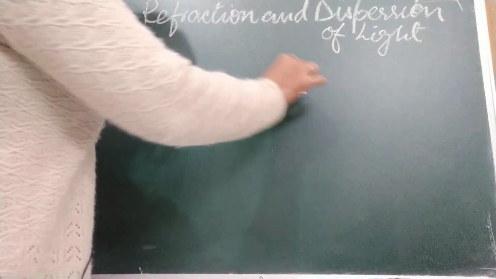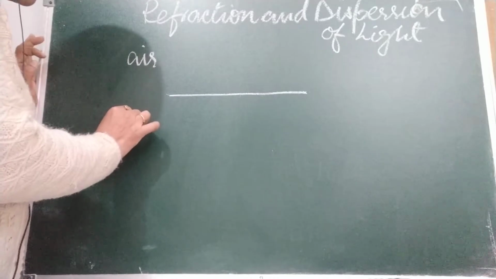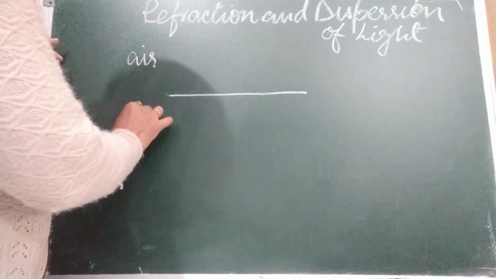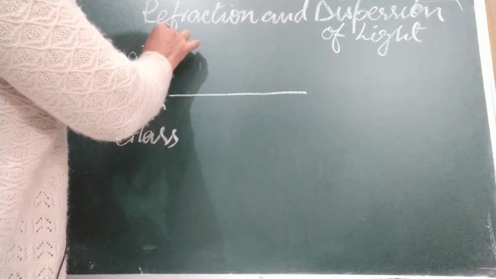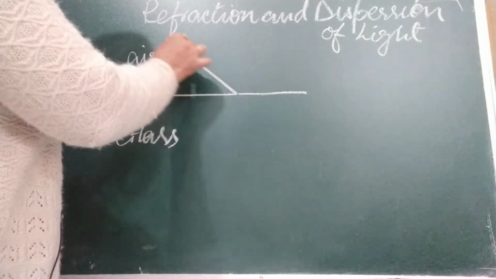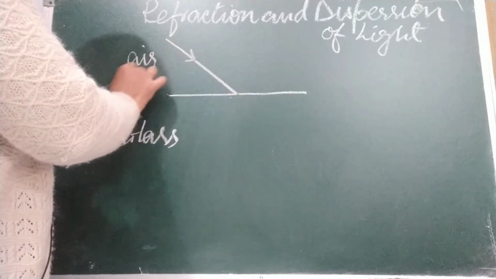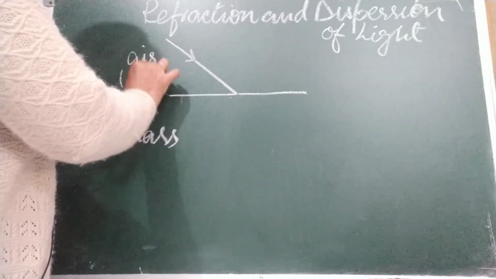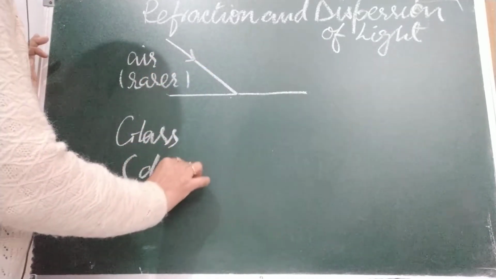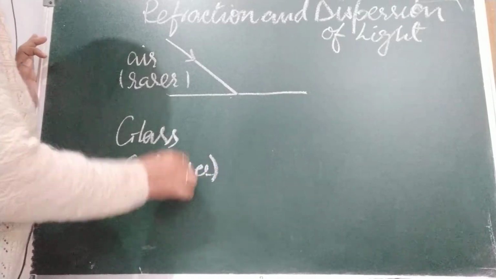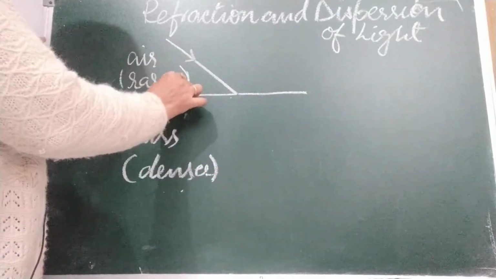Like we just see, this is air and this is solid glass, okay? So when the light ray passes from a rarer medium, like this light ray is coming from the rarer medium, this medium is called rarer, and this is what? Denser. Because the particles are very close in the glass and the particles are far apart in air.